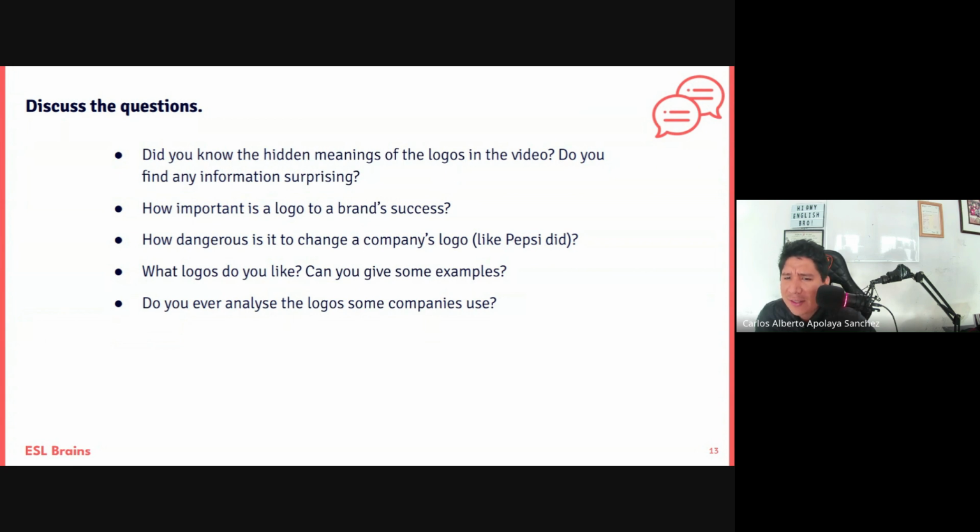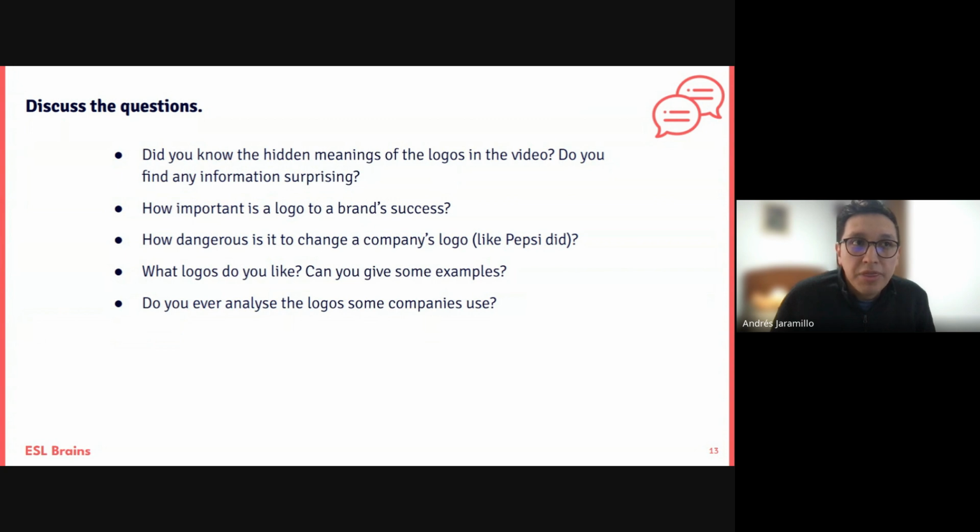And do you analyze logos when you are free? I mean, you say, "Oh, this logo is great. I think it includes this shape." Do you analyze that part, or do you never do that? I analyze. You always analyze. And why do you analyze the logos?